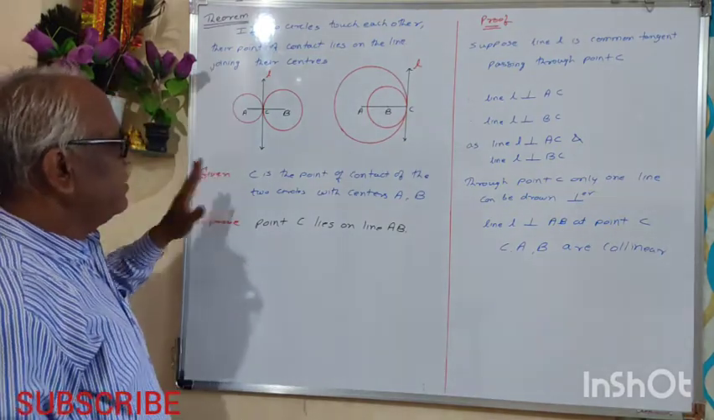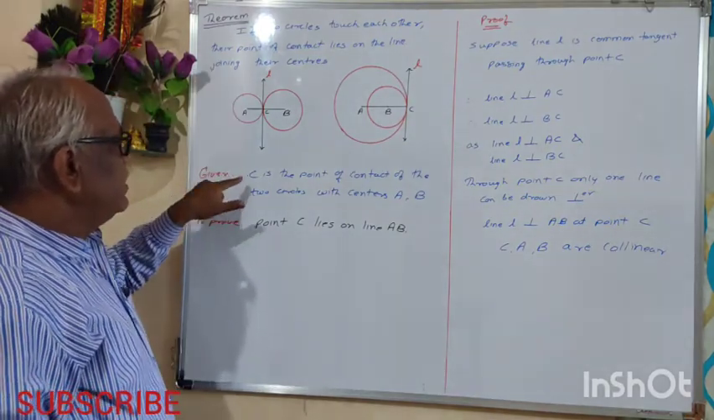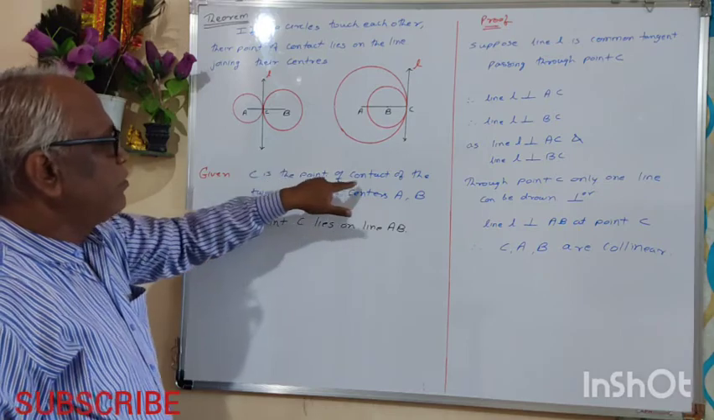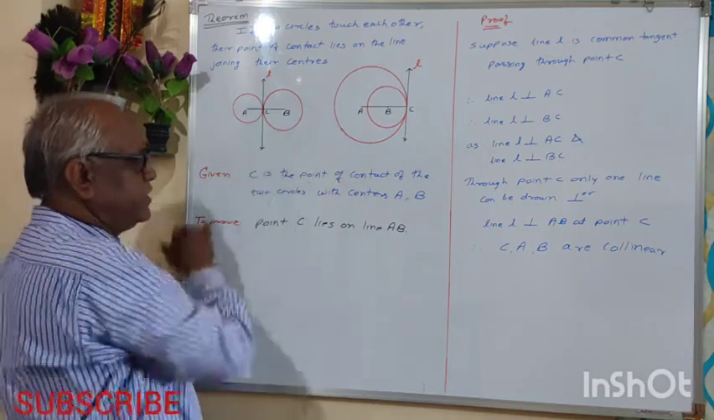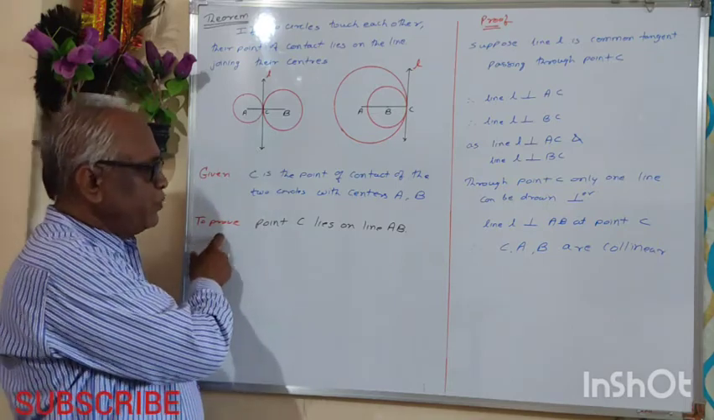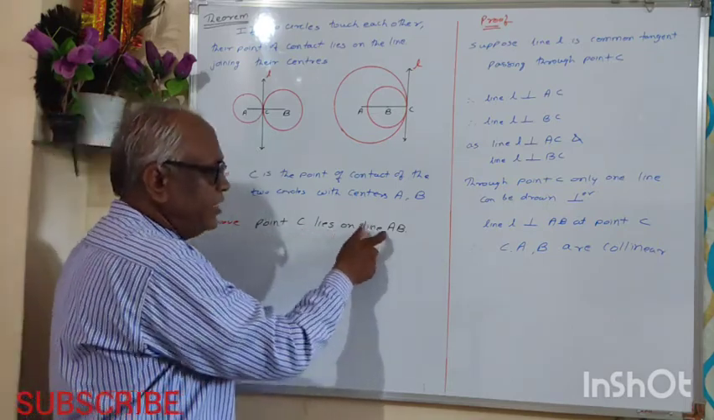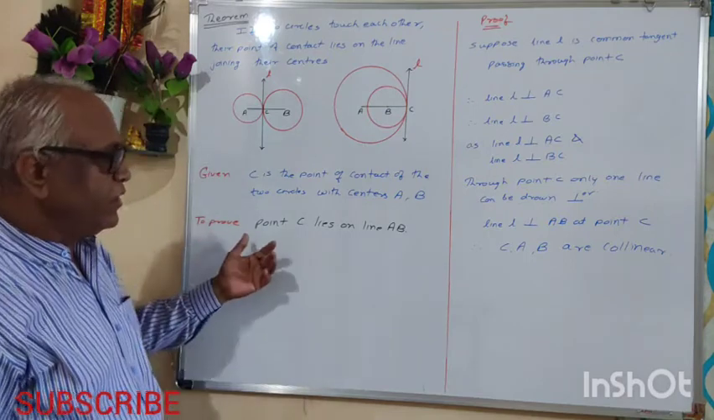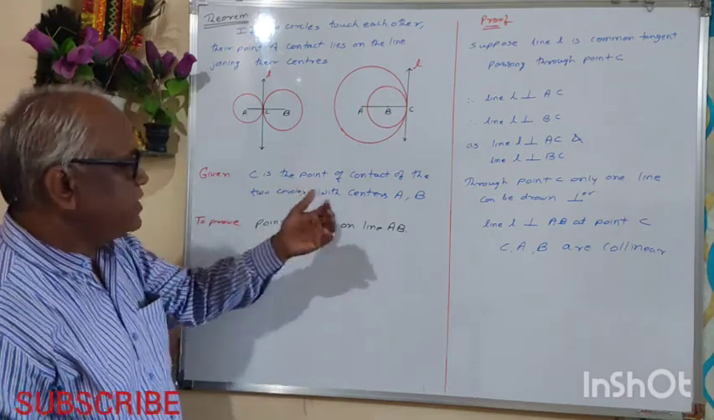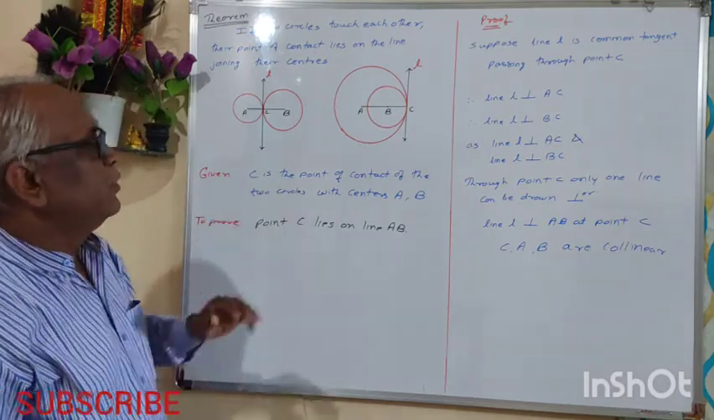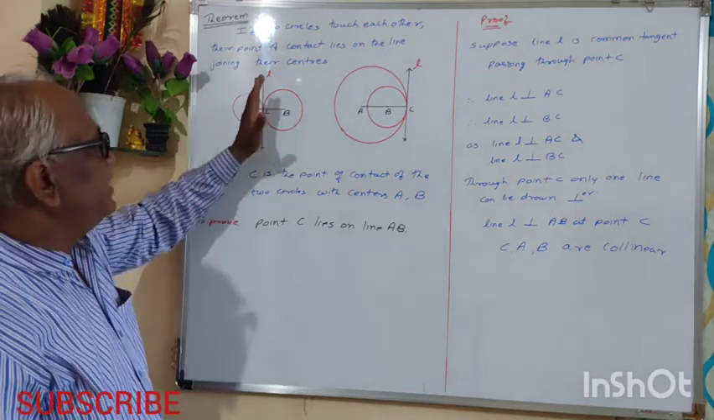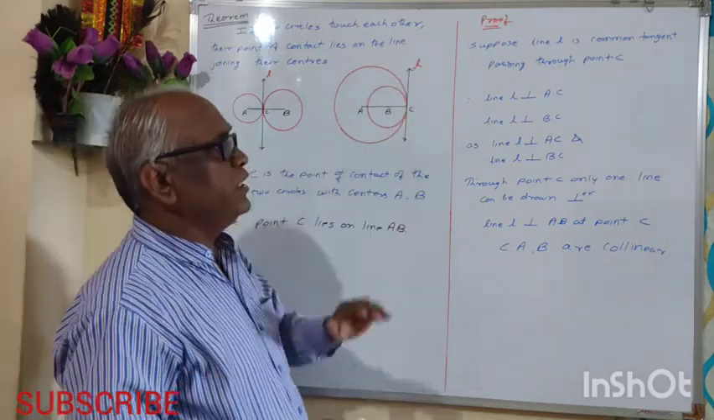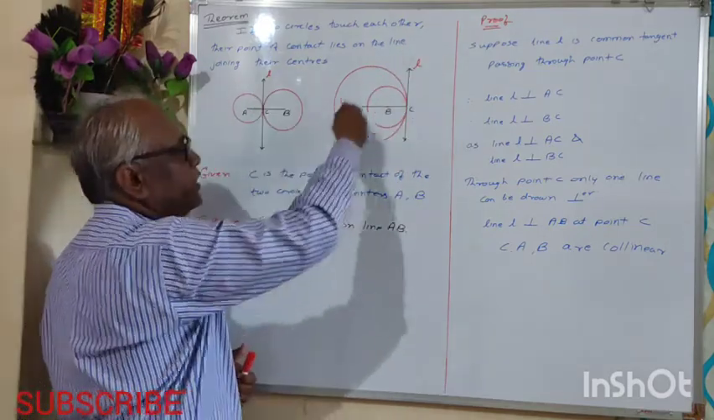Given: C is the point of contact of the two circles with center A and center B. To prove: point C lies on the line AB, that means we are going to show that the points A, B, C are collinear. Proof: suppose the line L is a common tangent which is passing through the point C.